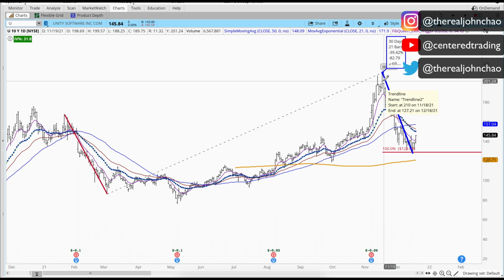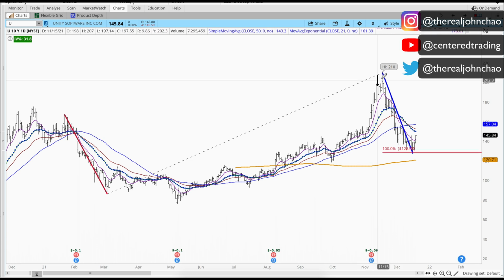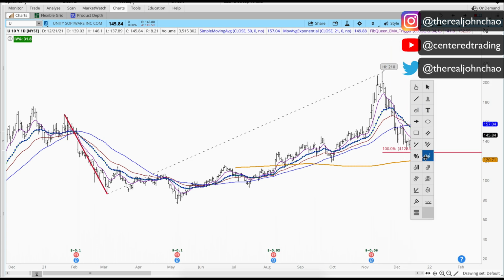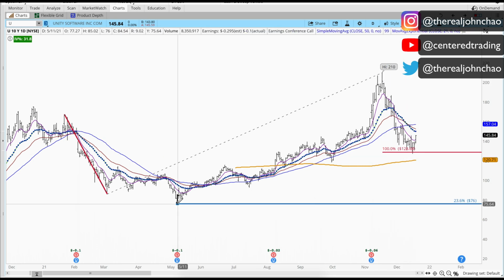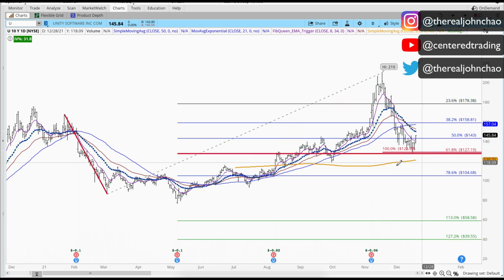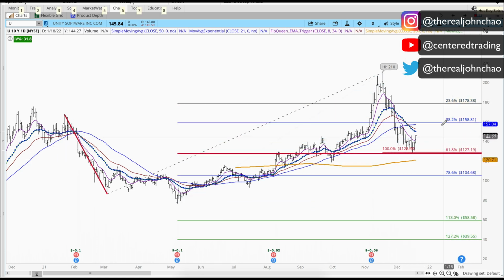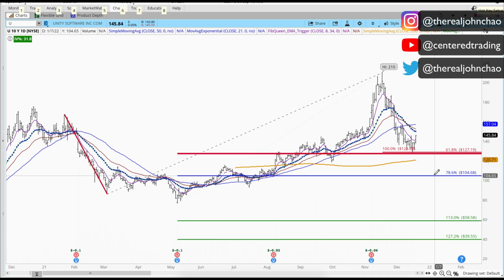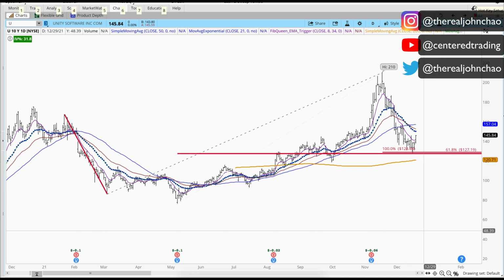This pullback is $82.79. So these two pullbacks are very similar. Next, I'm going to use my Fibonacci retracements, clicking from this pivot low to pivot high. We do have a 618 retracement slightly below that first WA support work that I just did.